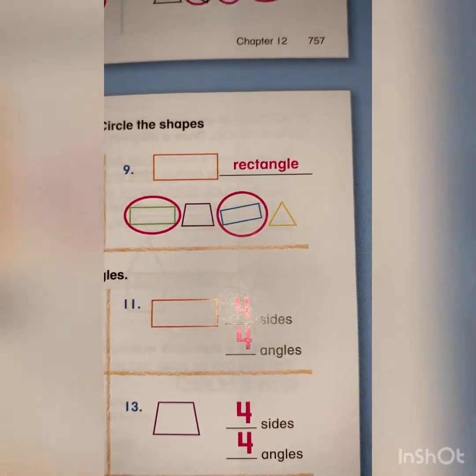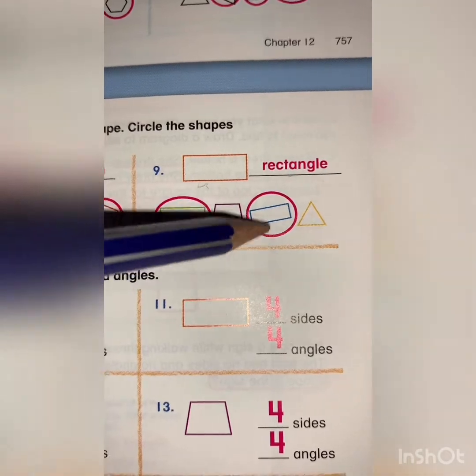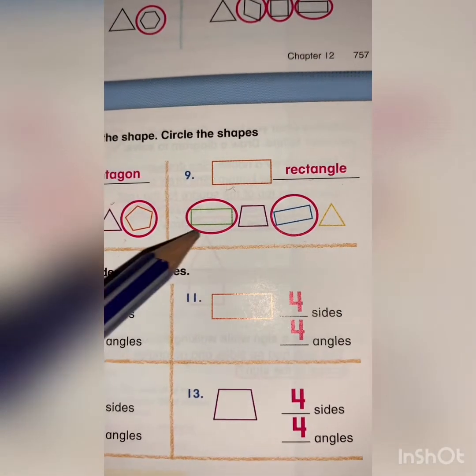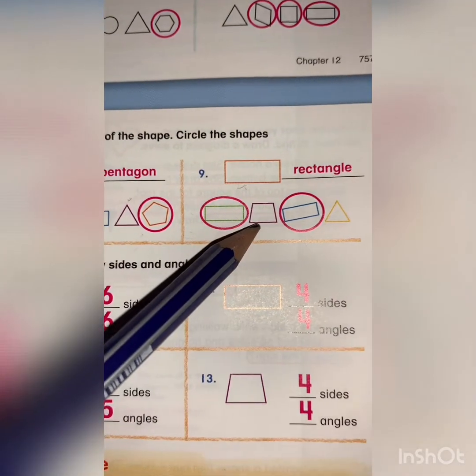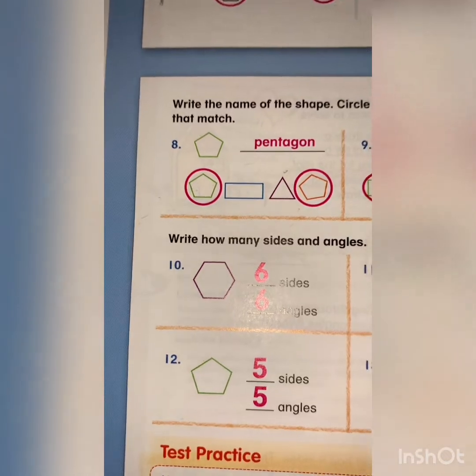As for number 9, what is this? Yes, this is rectangle, and we will circle these 2 shapes. It's very easy. What is this? Who can tell me what is shape? Yes, good job. This is trapezoid. Excellent. Let's have a look here at number 10.